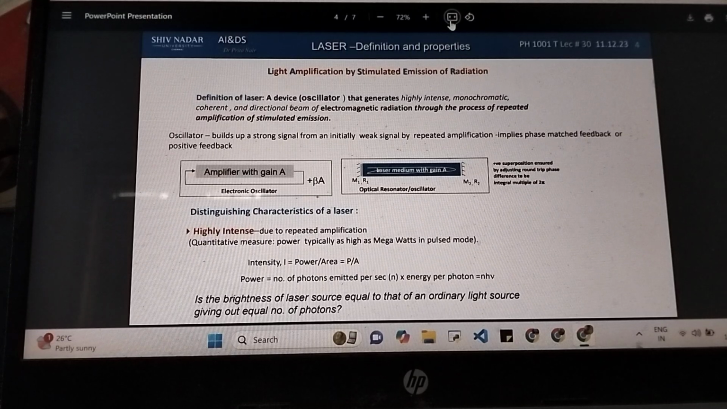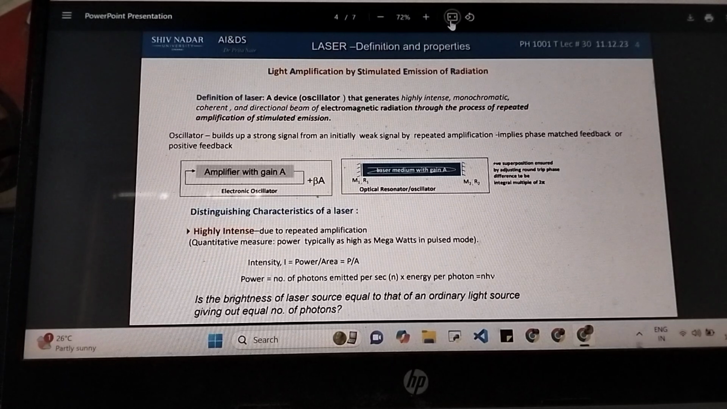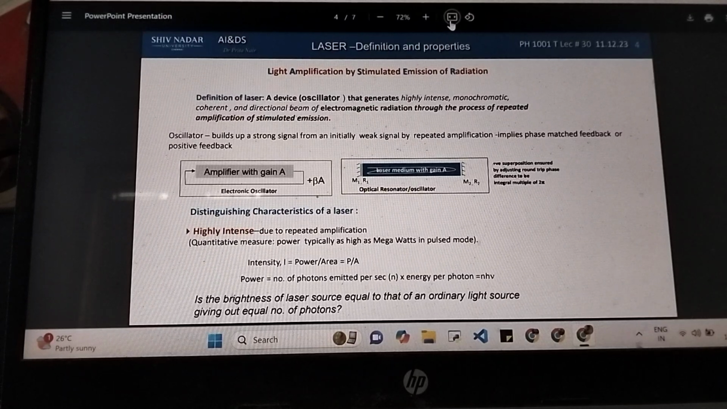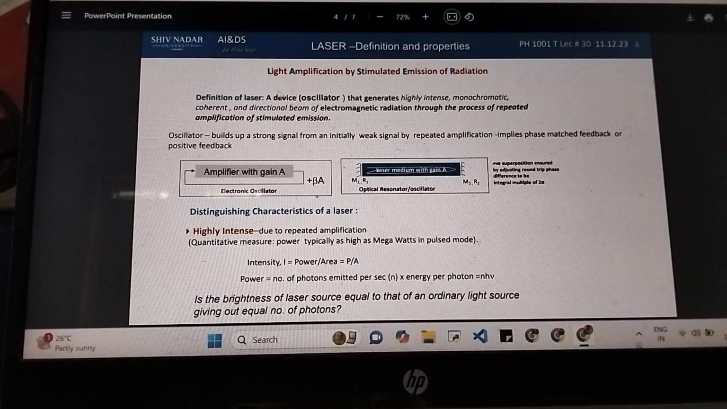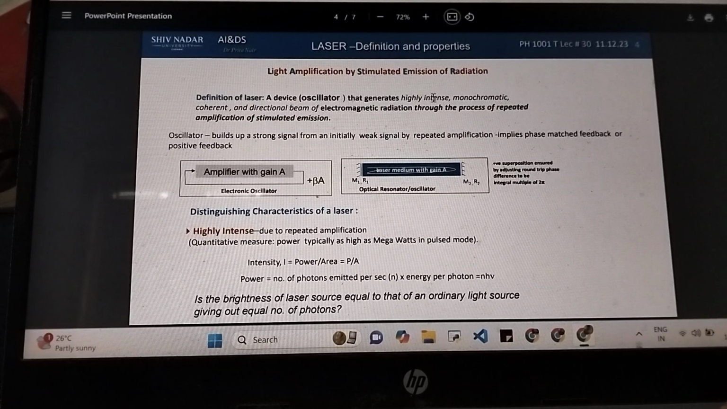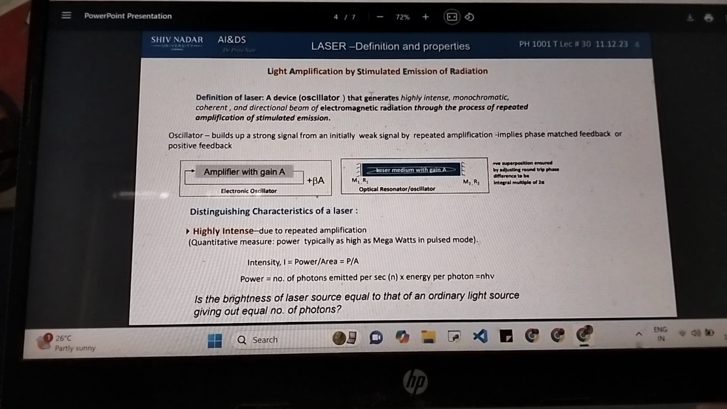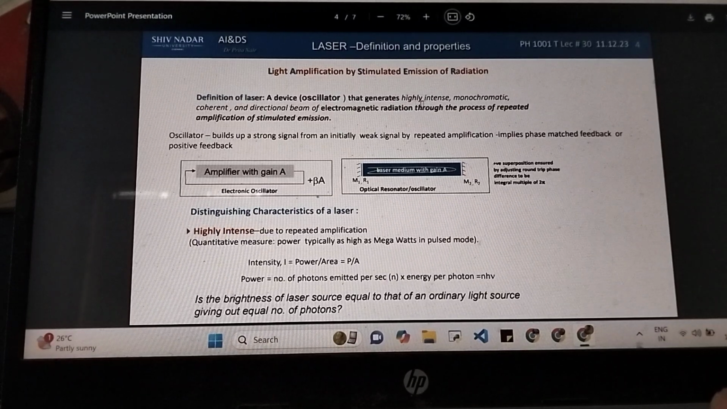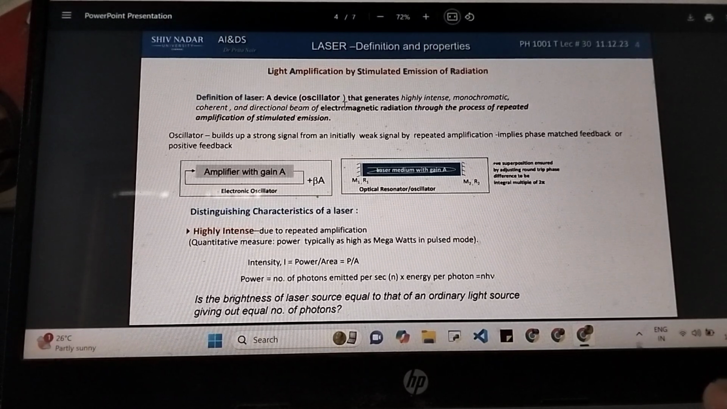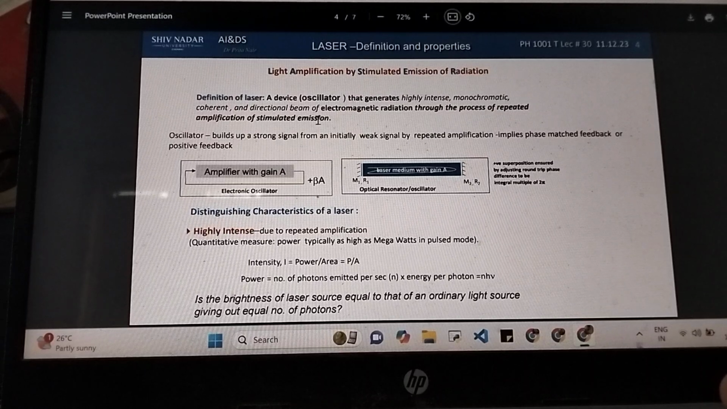So we will be looking at stimulated emission in a future class where we study in detail how these photons or light particles are actually generated, but for now we will take a quick look at what exactly this amplification is. So to formally define a laser, it is a device that generates a highly intense, monochromatic, coherent and directional beam of electromagnetic radiation through the process of repeated amplification of stimulated emission.